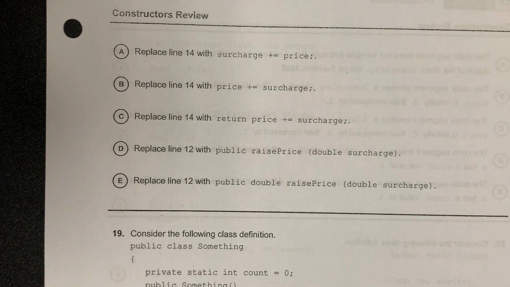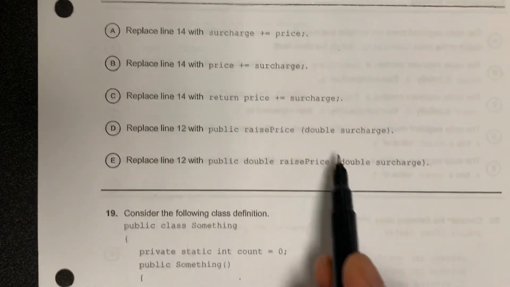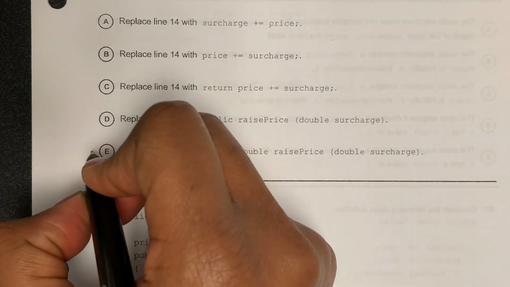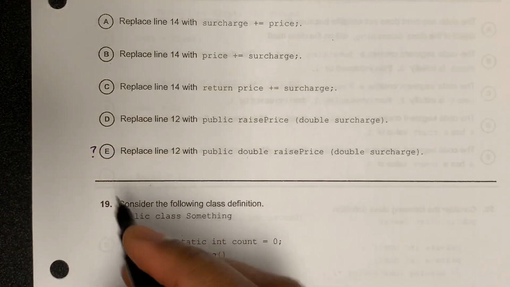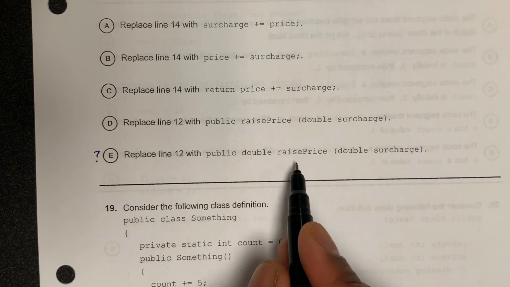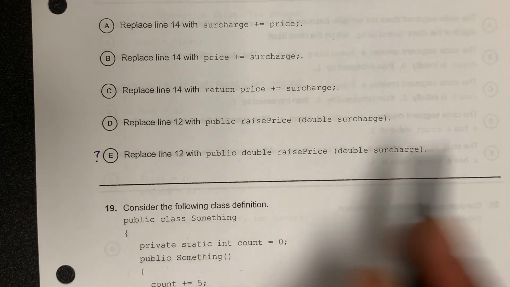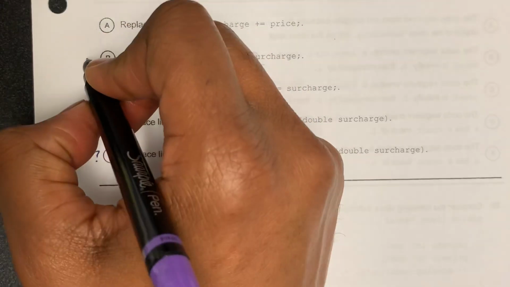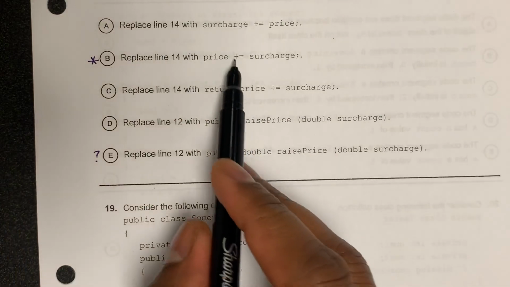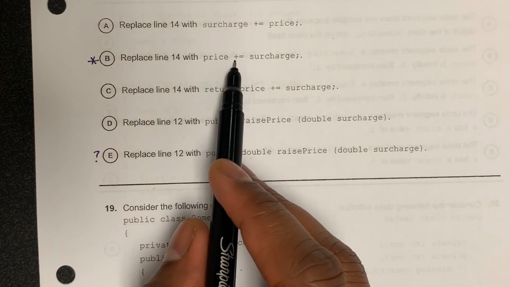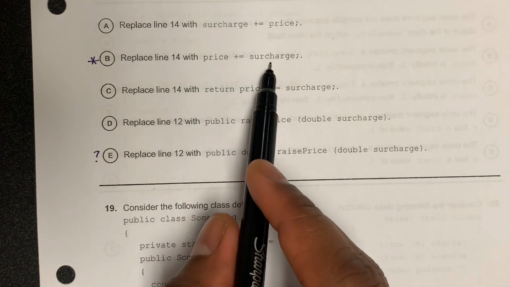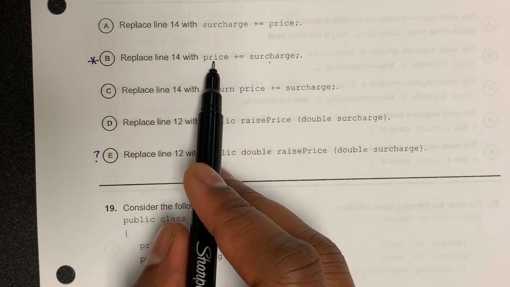Since we just want to change the value, we don't actually need to return the value. There's nothing actually wrong with option E. It could work if you had some variable pointed to this, but since you don't and you just want to change the value, you would want to choose B as the correct answer. And remember, the plus equals means add to the price, whatever the current price is, add the value of surcharge and replace price with that new value.